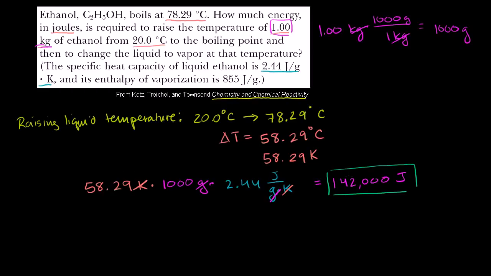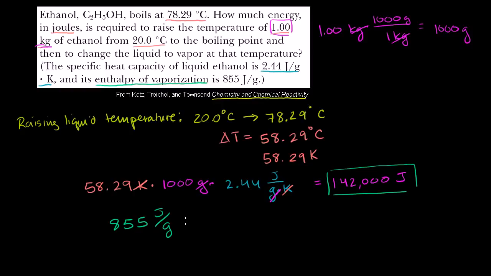Now, the next step is it's just a lot warmer liquid ethanol. We now have to vaporize it. It has to become vapor at that temperature. So now we have to add the heat of vaporization, or we should call it the enthalpy of vaporization. The enthalpy of vaporization, they tell us, is 855 joules per gram. And this is how much energy you have to add per gram of ethanol, assuming that it's already at the temperature of vaporization, assuming that it's already at its boiling point. How much extra energy per gram do you have to add to actually make it vaporize?